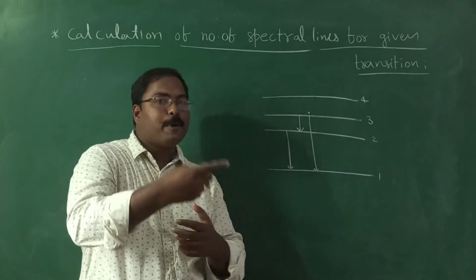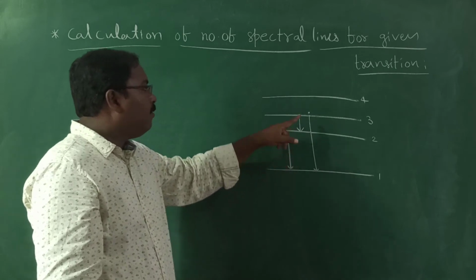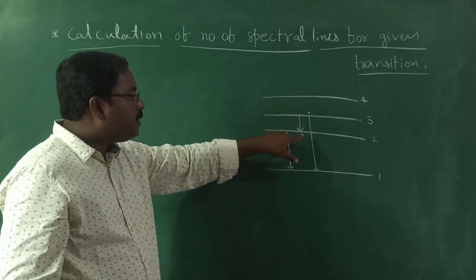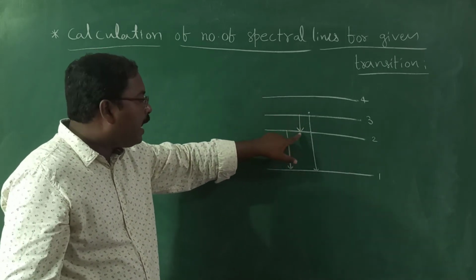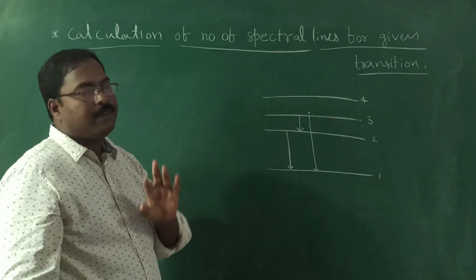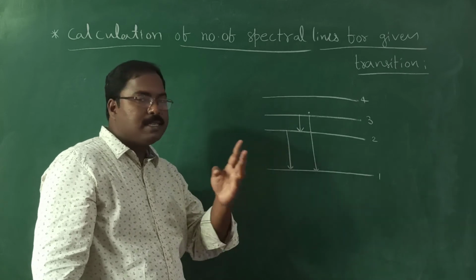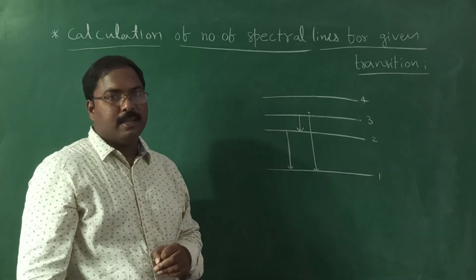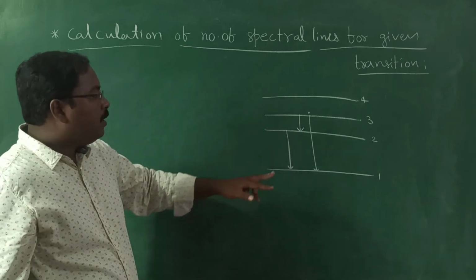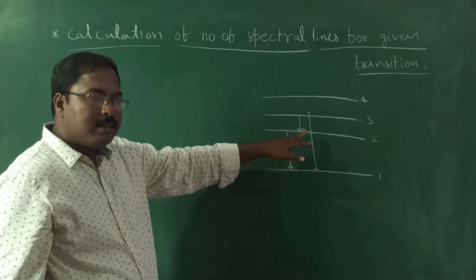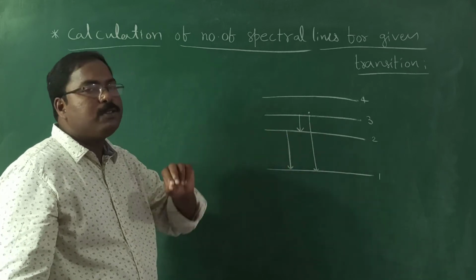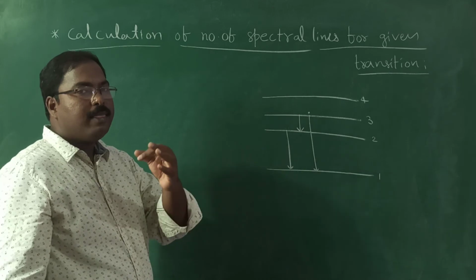What are the other probabilities? From the third orbit, the electron first jumps to the second orbit. Again it jumps from second to the first. So how many lines did we get? Finally, 3 lines we got. Got it? Understood or not? So third orbit to first orbit means we get 3 lines.